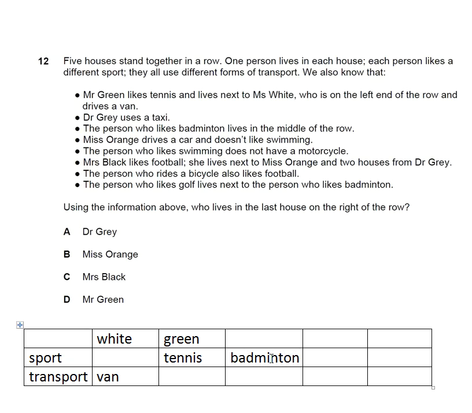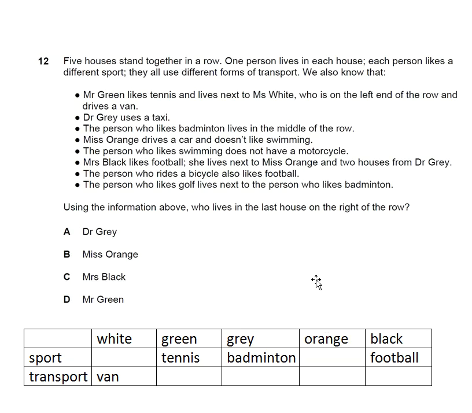And then because we have badminton here, we know Mrs. Black can't go there because she likes football. So we put Mrs. Black on the end. We put football in here. That means Dr. Gray goes in the middle, and he is the one who likes badminton, and he's 2 houses away from Mrs. Black, and Miss Orange lives in here. And actually, we don't need to go any further. All right, we're now able to solve the problem, which is who lives in the last house on the right of the row. Mrs. Black, it's C.